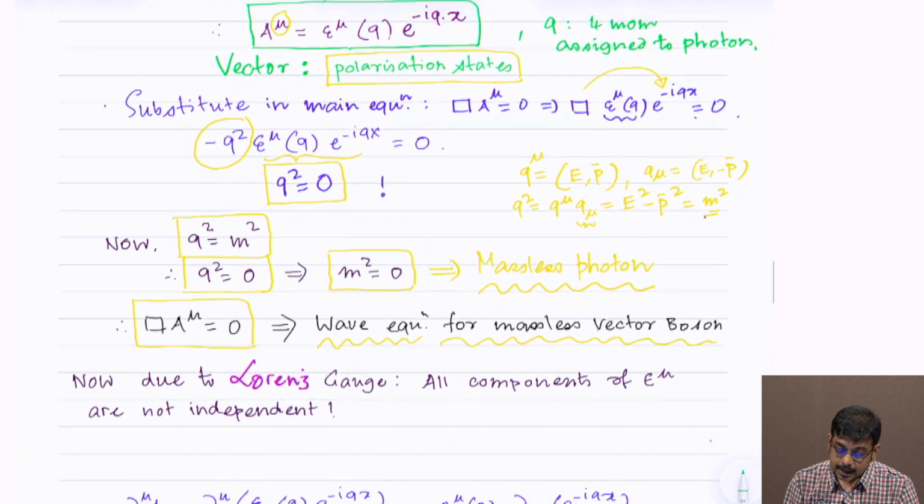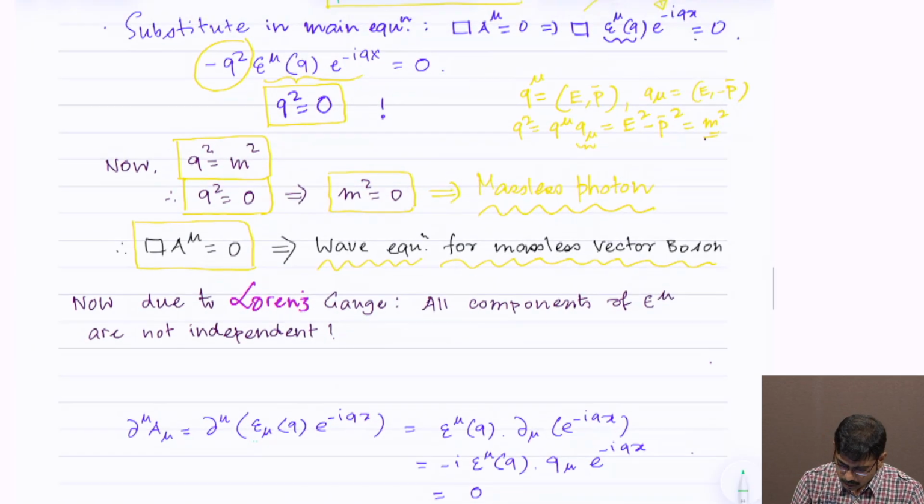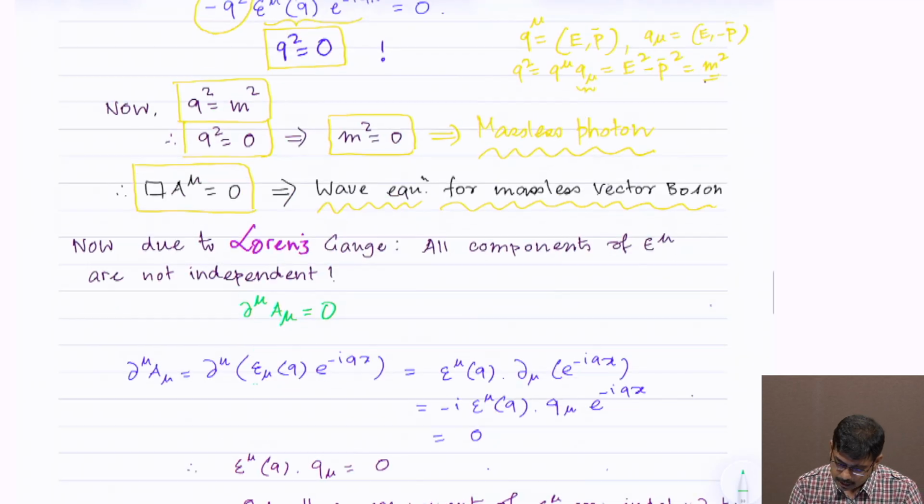Now, the question is, let us put this solution of A mu into the Lorentz gauge condition. What was the Lorentz gauge condition? This was del mu A mu equal to 0, right? So this is the Lorentz gauge condition.